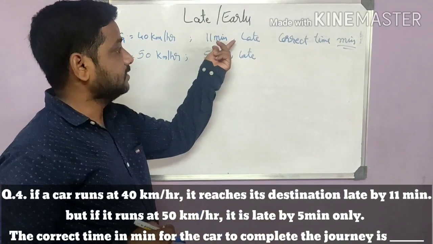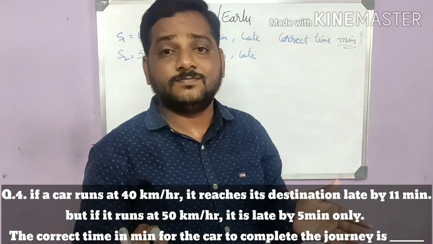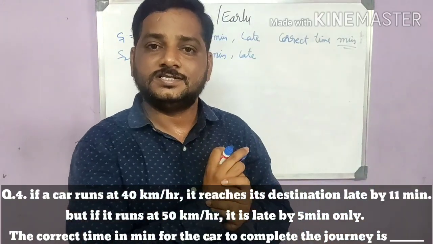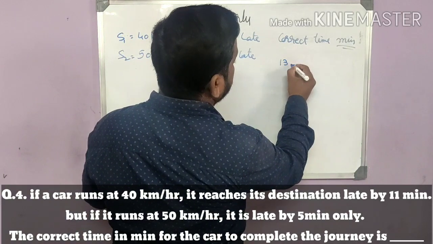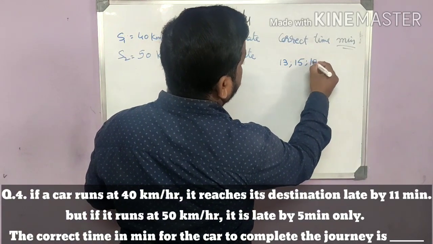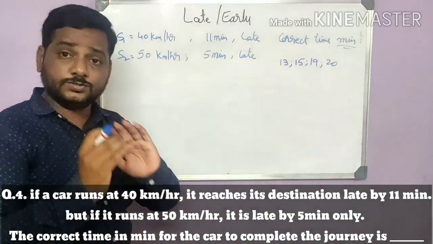This is not the correct time. They are late by 11 minutes. Here also they are late by 5 minutes. So we don't know the exact time by which it is going to reach the destination. They have given the options here. Options are 13, 15, 19 and 20. So these are the 4 options. So again you do the same thing.